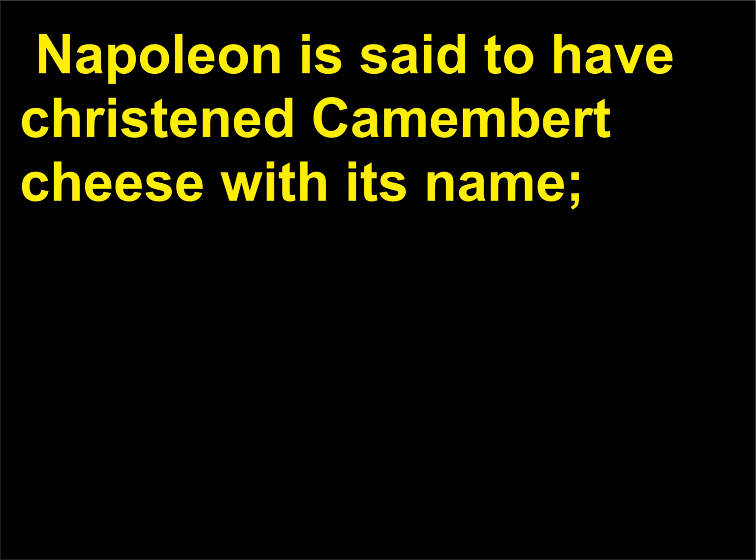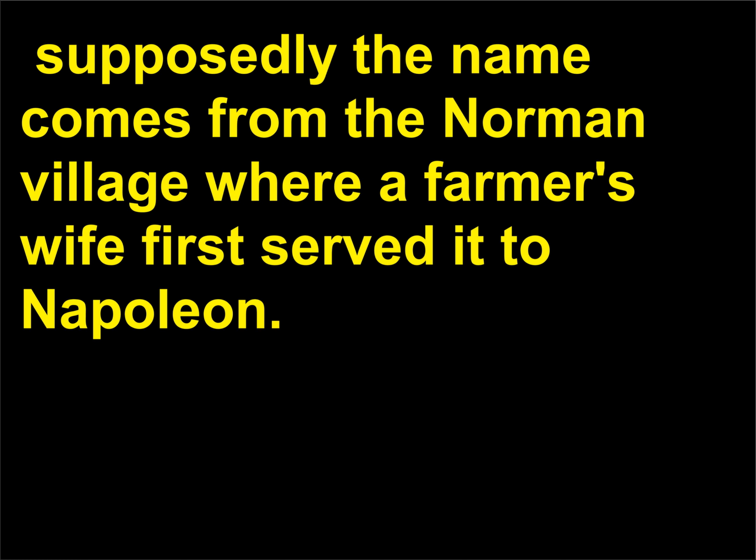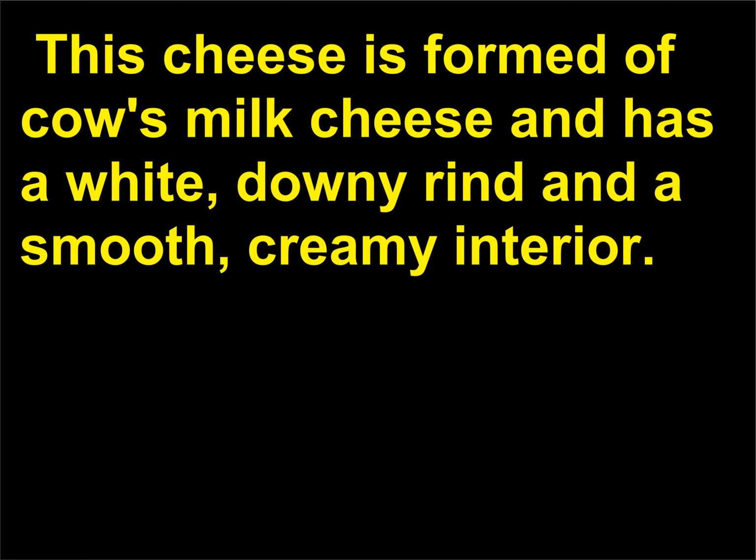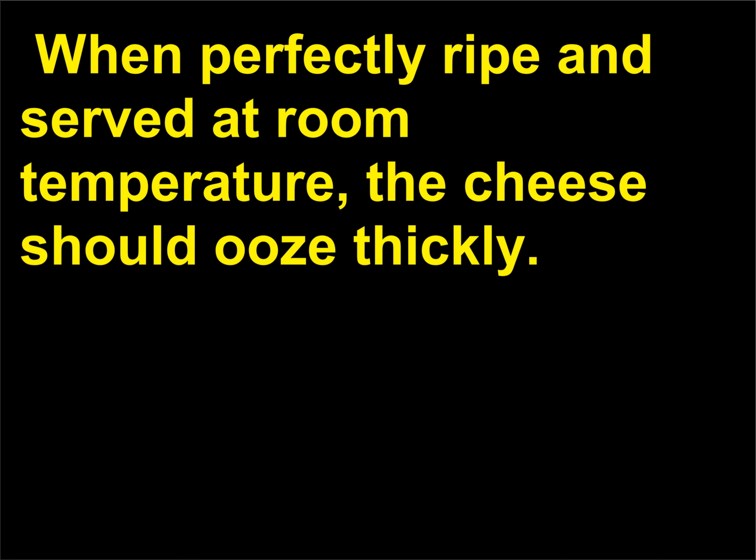Napoleon is said to have christened Camembert cheese with its name. Supposedly the name comes from the Norman village where a farmer's wife first served it to Napoleon. This cheese is formed of cow's milk and has a white, downy rind and a smooth, creamy interior. When perfectly ripe and served at room temperature, the cheese should ooze thickly.